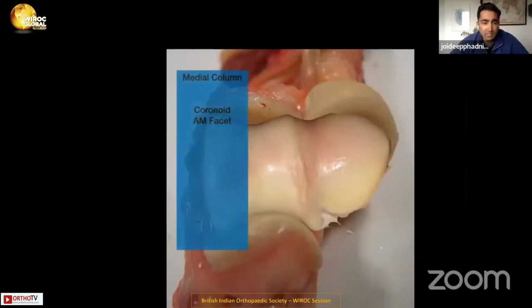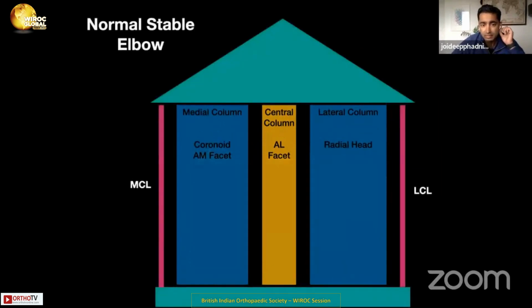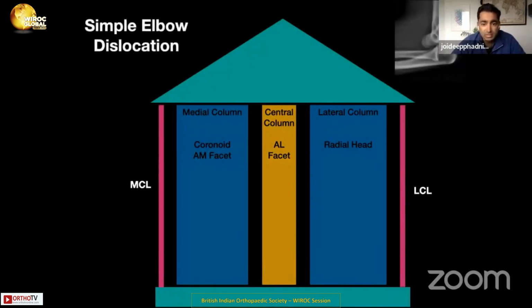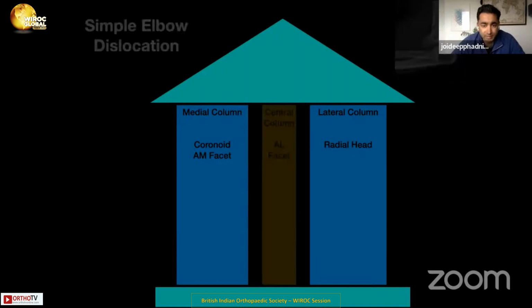So finally, let's conceptualize what I've discussed about these fracture dislocations into a column theory, where the medial column of the elbow is the coronoid and the anteromedial facet. The lateral column is the radial head and the capitellum, and the less important central column is the anterolateral facet of the coronoid. If you think about this as a structure that's supporting the roof with your lateral collateral and medial collateral ligaments, when we have a simple elbow dislocation, we know that we tear the lateral and medial collateral ligaments. However, 90% of these are stable because we have that roof and all the columns intact.